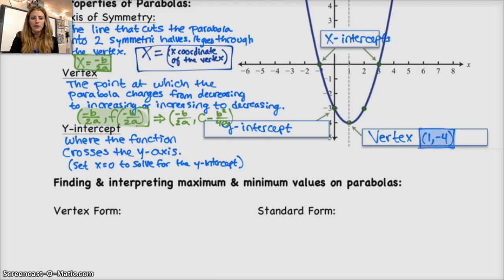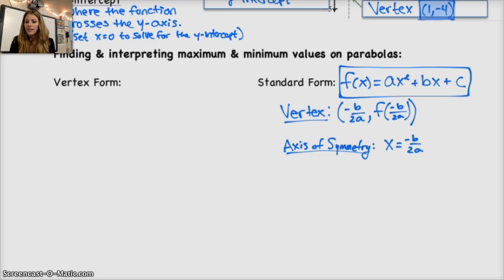So I'll write that down for you. All right, so that's if you start in standard form, okay, where a, b, and c are numbers. For example, say your function was 2x squared plus x minus 3. This is standard form, 2x squared plus x minus 3.